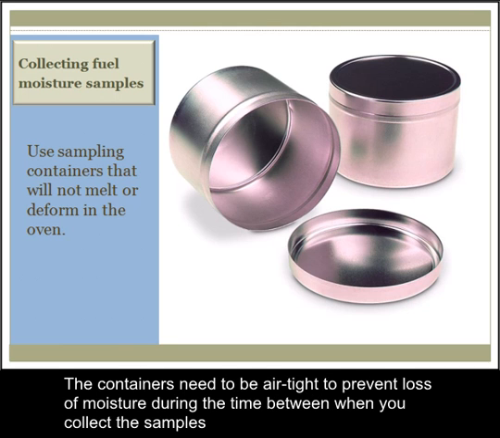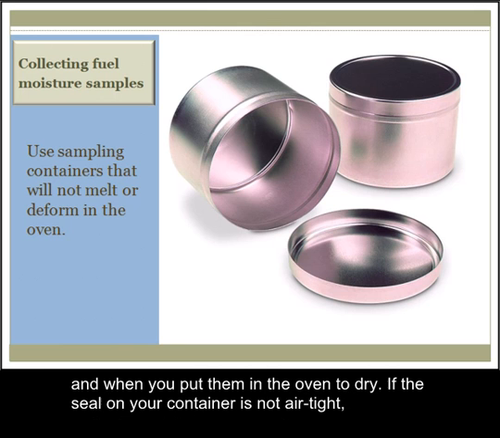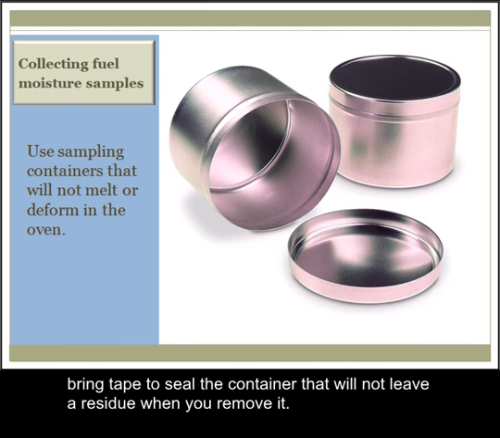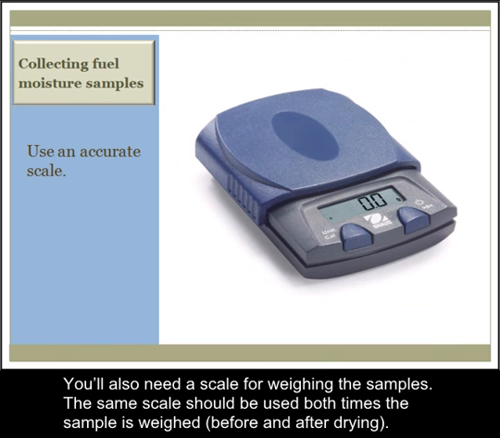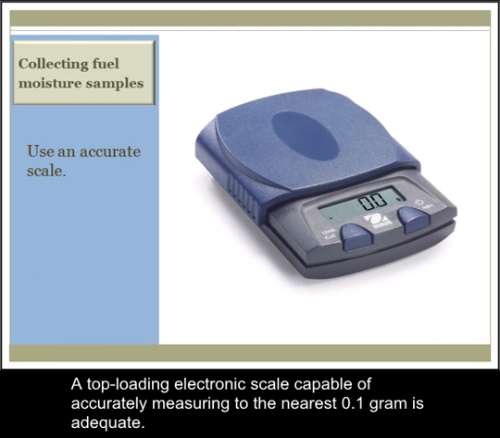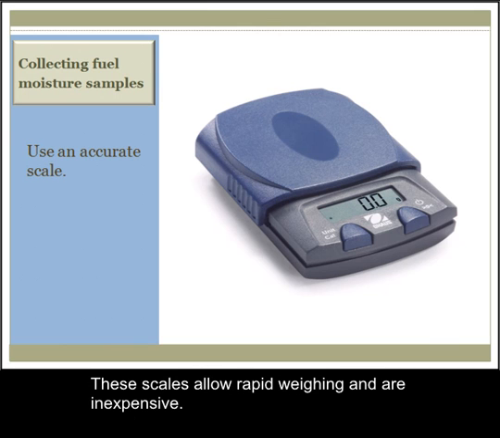The containers need to be airtight to prevent the loss of moisture during the time between when you collect the samples and when you put them in the oven to dry. If the seal on your container is not airtight, bring tape to seal the container that will not leave a residue when you remove it. You'll also need a scale for weighing the samples. The same scale should be used both times the sample is weighed, before and after drying. A top-loading electronic scale capable of accurately measuring to the nearest 0.1 grams is adequate. These scales allow rapid weighing and are inexpensive.